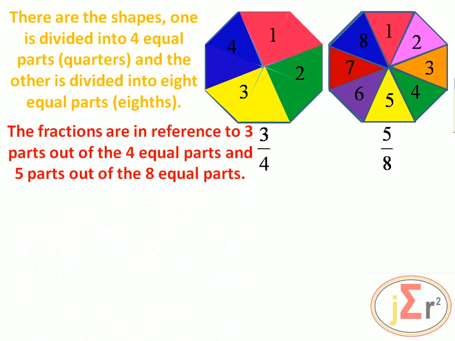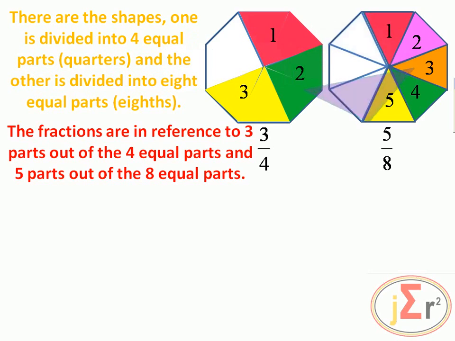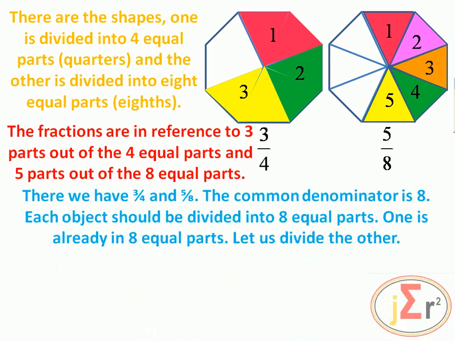The fractions are in reference to 3 parts out of 4 equal parts and 5 parts out of 8 equal parts. So the 2 fractions, the one for quarters, 3 parts out of 4, and the other for eighths, 5 parts out of 8. So let us adjust our game to reflect the fractions that we have there. One is 3 parts out of 4, and the other is 5 parts out of 8. There we have 3/4 and 5/8.